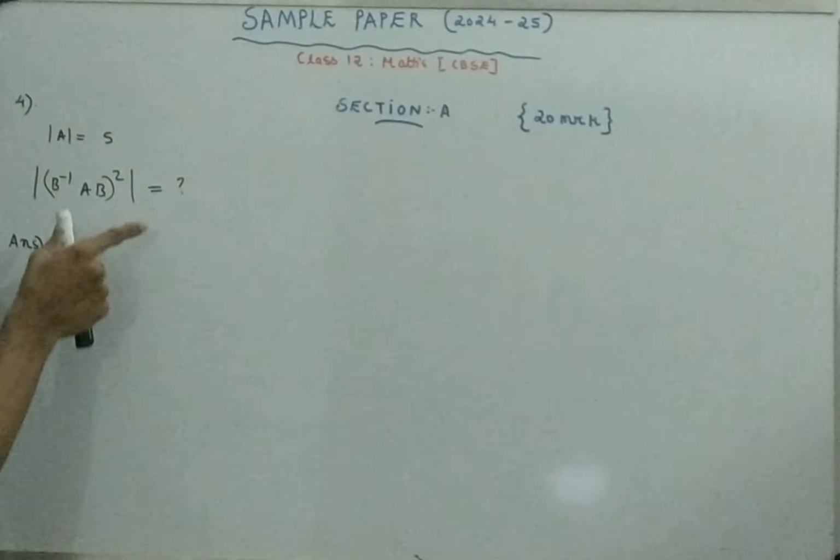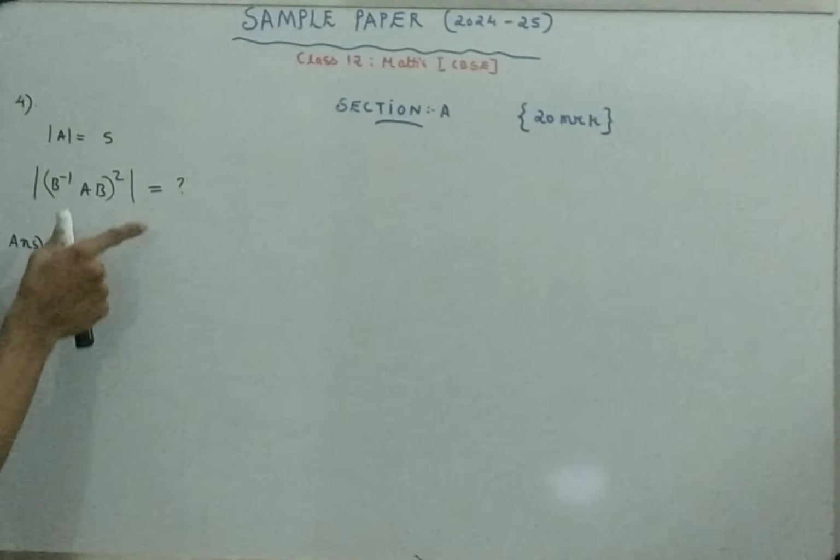Now, here we are using another property. We have learned that determinant of A inverse is equal to what? 1 by determinant of A, isn't it? Same property we are using over here. So instead of this determinant of B, the whole inverse, I can write it as 1 by determinant of B, into determinant of A into determinant of B, and the square is present over here.